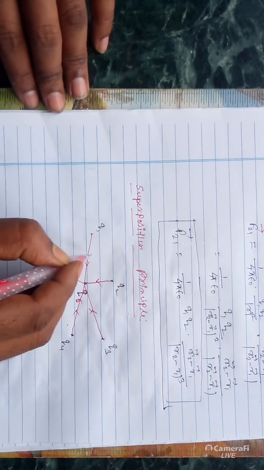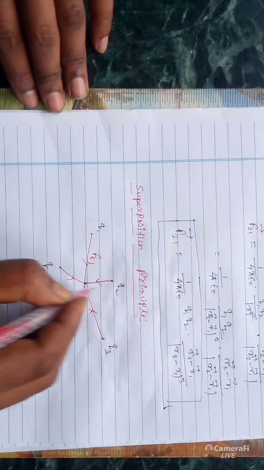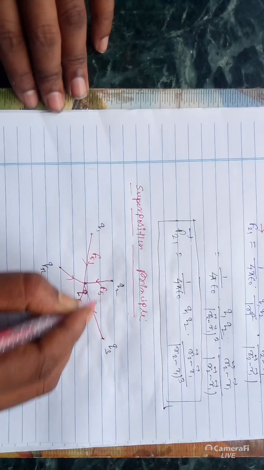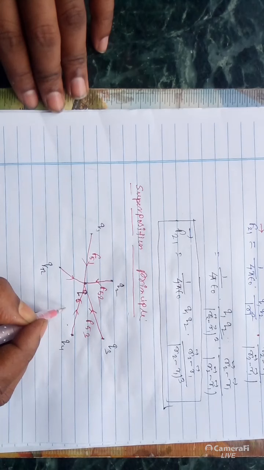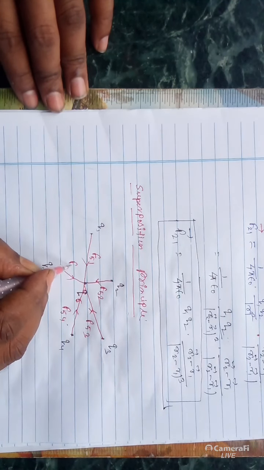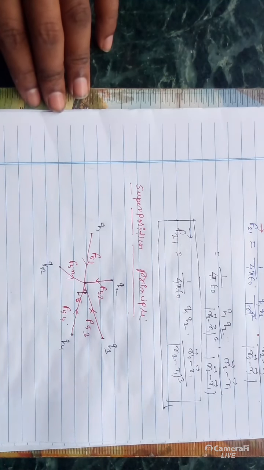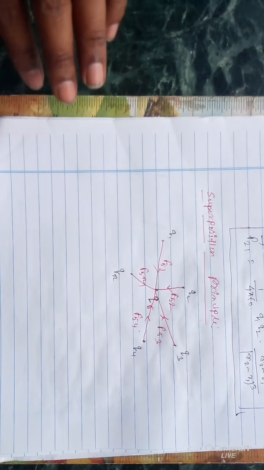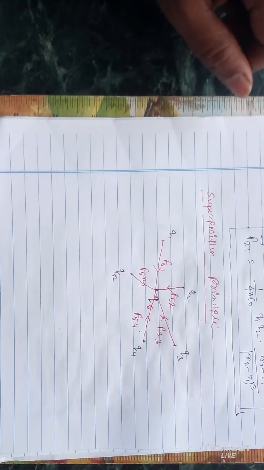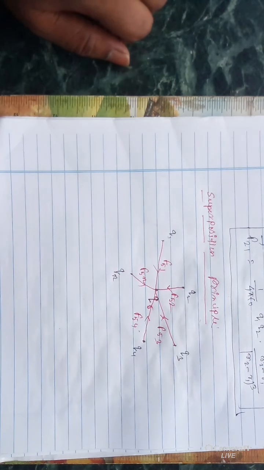So this force is the force on 5 due to 1. This will be the force on 5 due to 2. This will be the force on 5 due to 3. This will be the force on 5 due to 4. And this will be the force on 5 due to the nth charge. Clear? So what is the net force? You have to take the vector addition of forces, not the simple addition. Clear? So vector addition of forces you have to calculate.